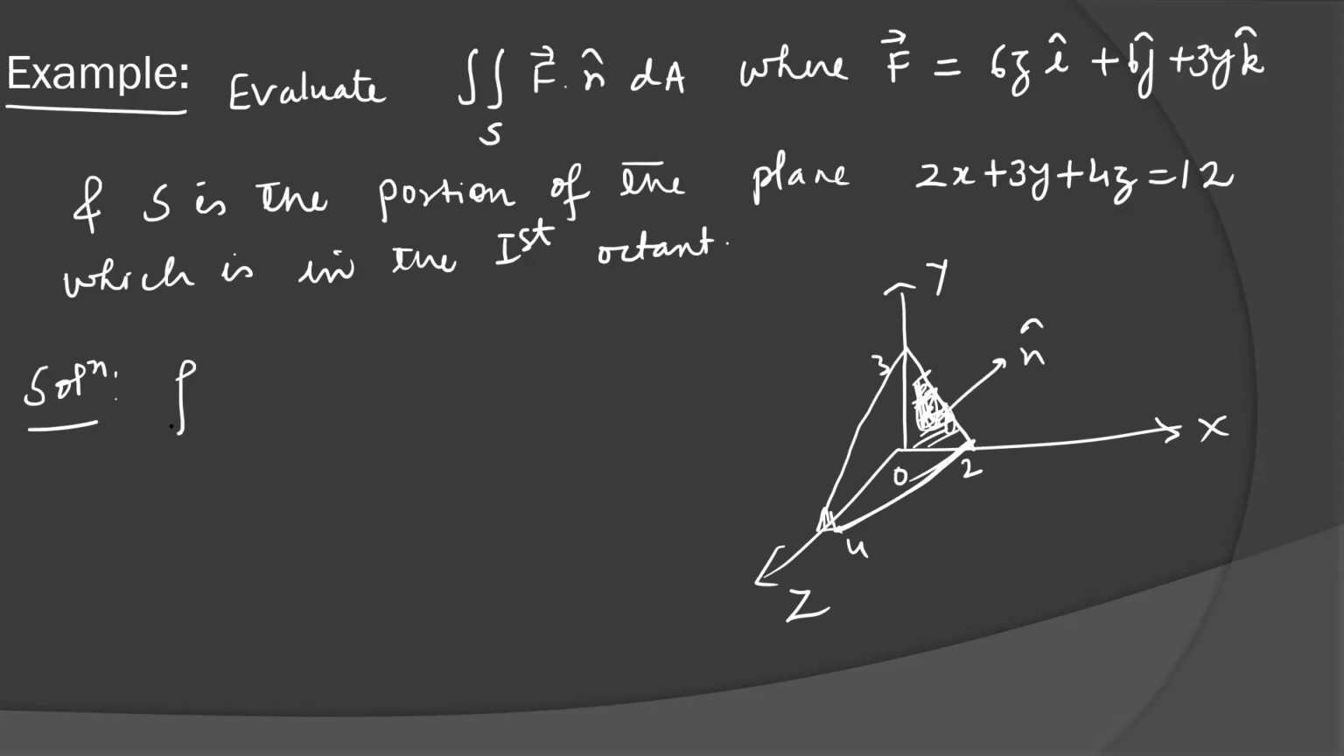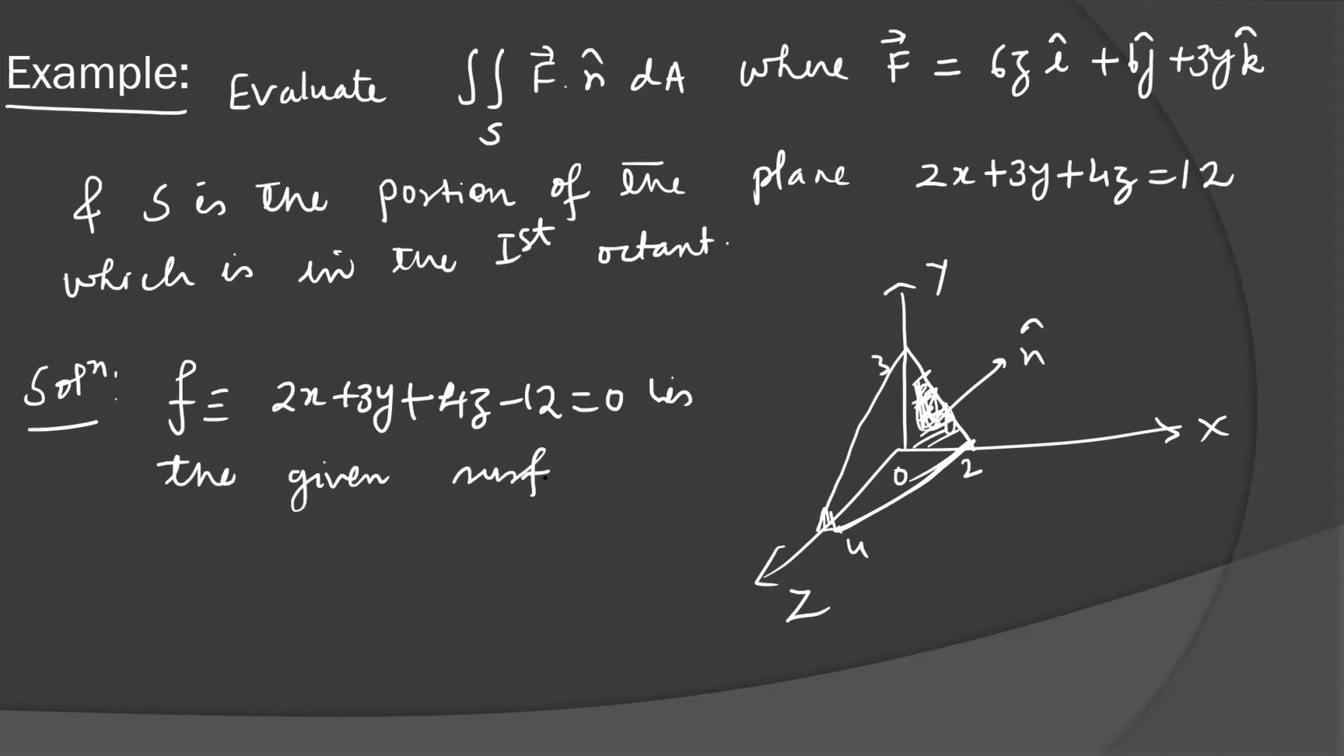Now what is your E of this? The surface is the given plane, that is 2x plus 3y plus 4z minus 12 equal to 0. Now we will find the n cap. N cap is grad phi over the magnitude of grad phi.